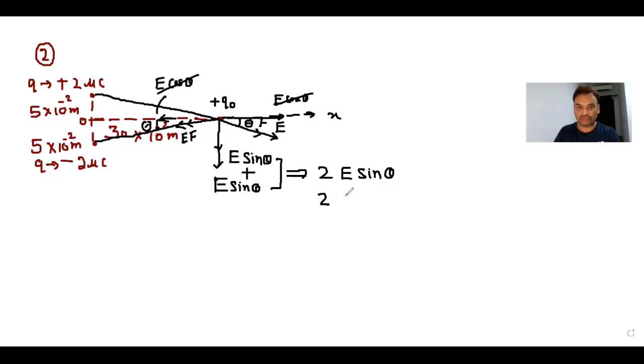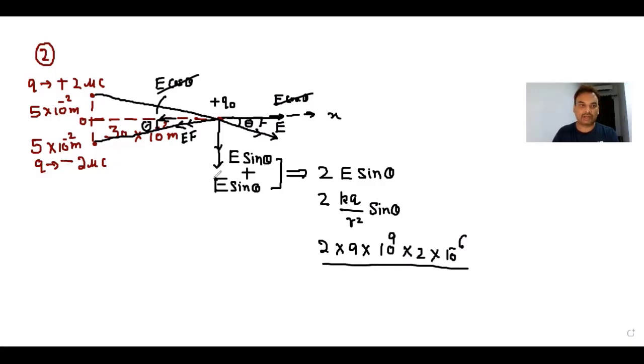So we can calculate this. E can be written as KQ by R square, and this is sine theta, right? So now this is 2 multiply 9 into 10 raised to the power 9, and Q is 2 microcoulomb, so 2 into 10 raised to the power minus 6, divided by R square. So R, this is the R. If you calculate R, that will come equal to 30.41 multiply 10 to power minus 2 meter. So this will be my R.